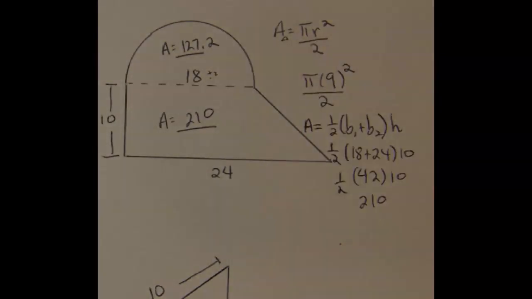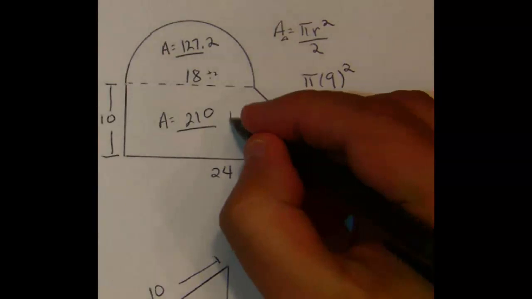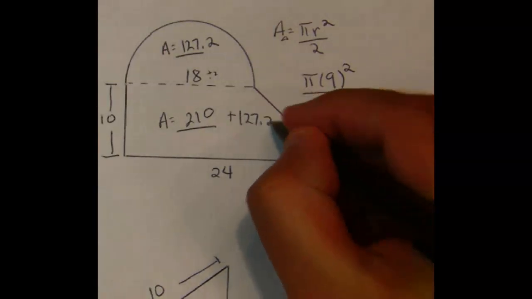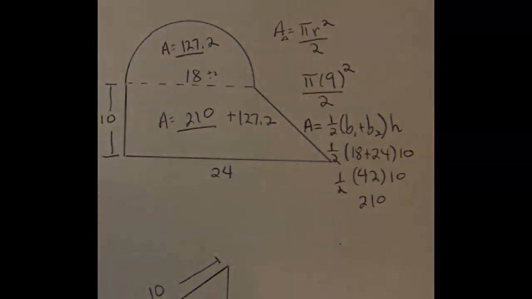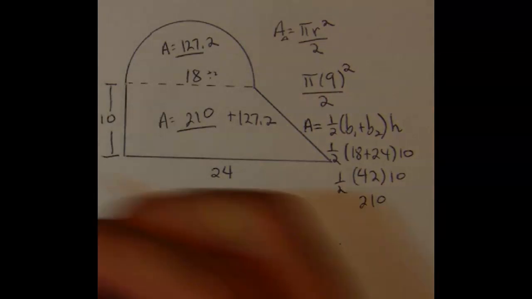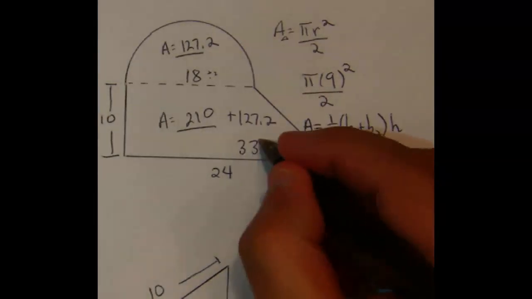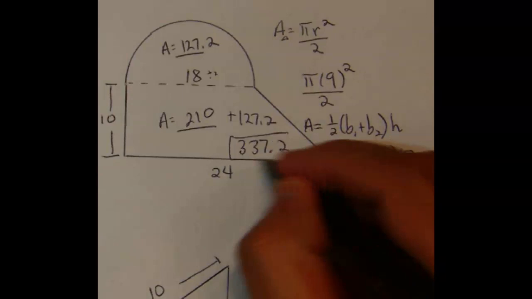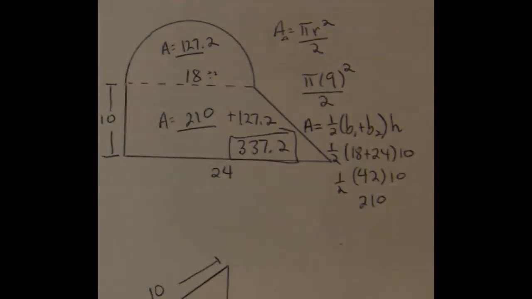Now 210 is the area of the trapezoid, but that's not what we're looking for. We want the composite area. So we're going to add 210 plus the 127.2. That gives you 337.2 units squared. And that would be the area of this composite shape.